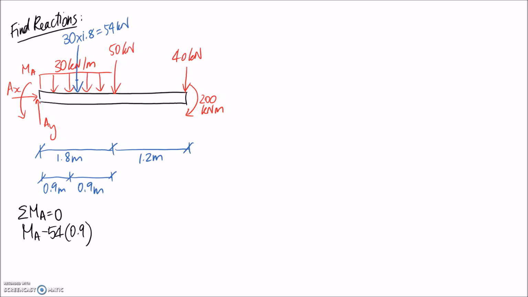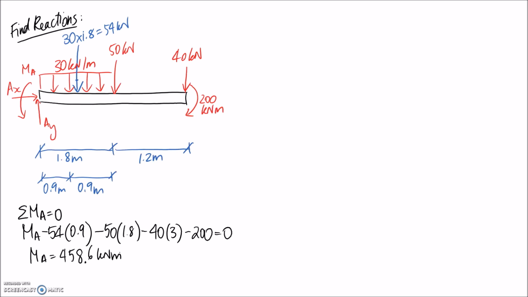We've then got the 50 kilonewtons at a distance of 1.8 meters, again trying to rotate clockwise. We've got the 40 kilonewtons at the full length of the beam, which is 3 meters, again trying to rotate clockwise. And finally our couple on the end, which is clockwise as well. So simplifying this, we find that the moment at the wall is equivalent to 458.6 kilonewton meters.